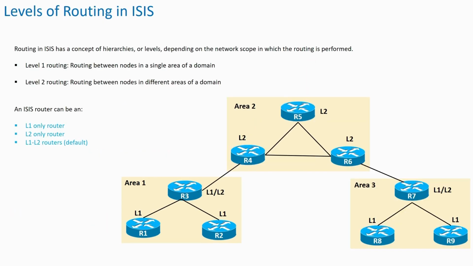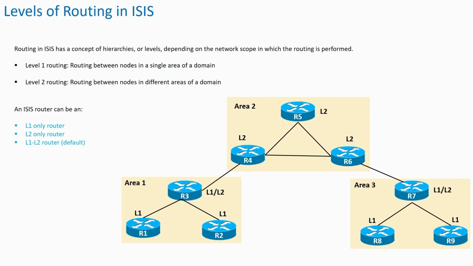Now let's discuss one of the most important topics in ISIS, that is the levels of routing in ISIS. Routing in ISIS has a concept of hierarchies or levels, depending on the network scope in which the routing is being performed. Level 1 routing refers to the routing between nodes in a single area of a domain. Level 2 routing refers to routing between nodes in different areas of a domain.